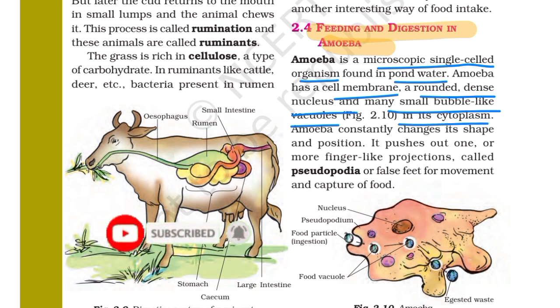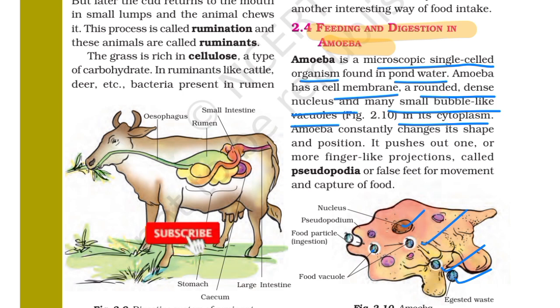Right? So let us see here. Amoeba is a single-celled organism, nothing but there are no more cells in it. It just consists of a single cell, and it is found in pond water. In the amoeba there are some organelles, that is a dense, round-shaped nucleus. Can you see here, this is the nucleus. With that there are a number of bubble-like structures, round in shape, that are vacuoles. They are also called food vacuoles. Here you can observe them in a blue structure, right? Those are the bubble-like structures called food vacuoles.